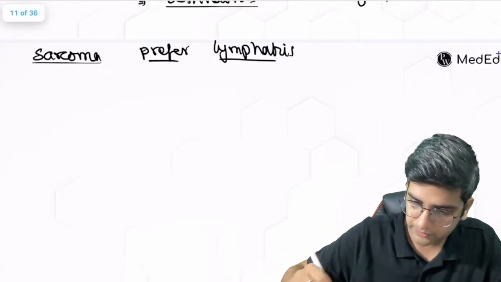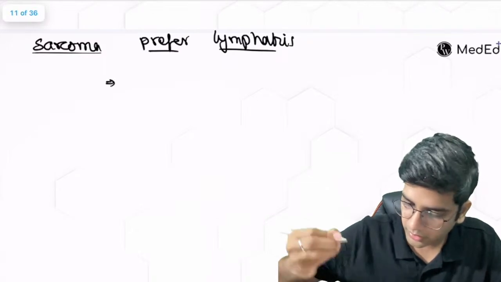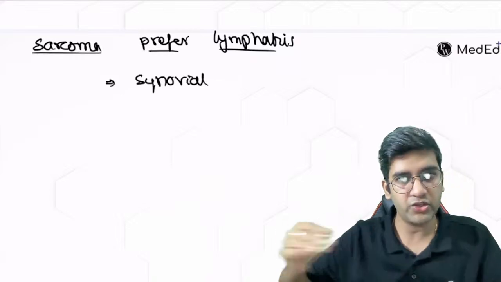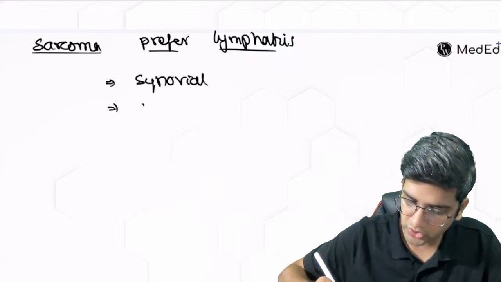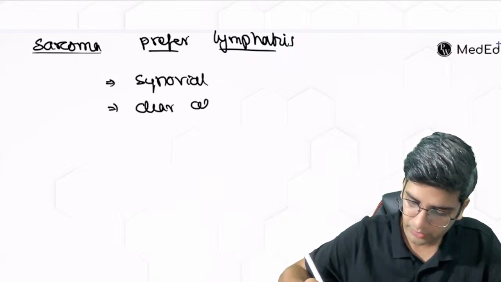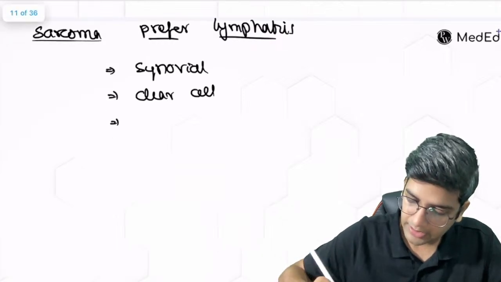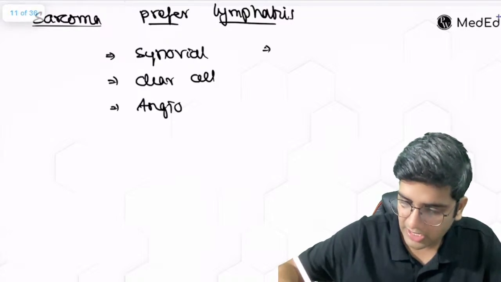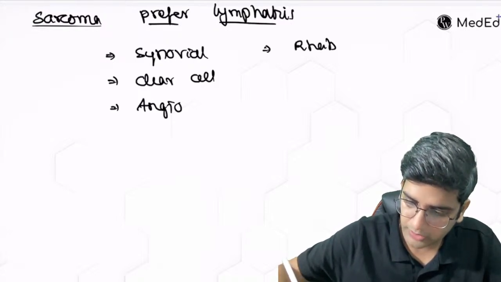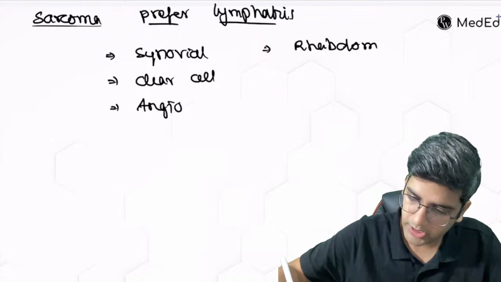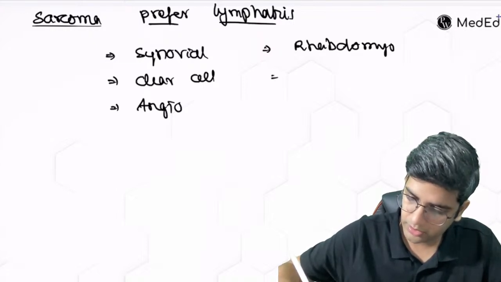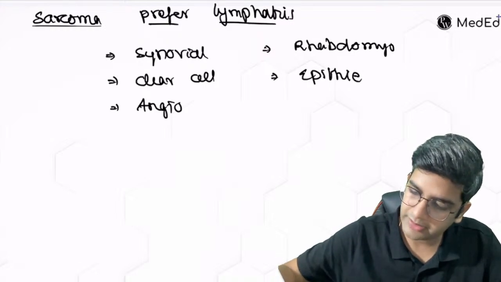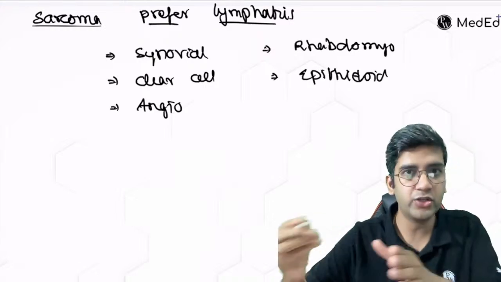If you remember the mnemonic, that will be much easier for you to remember, right? So you have your synovial sarcomas. I'm not writing the suffix because everything here is sarcoma. I have something called clear cell sarcoma. I have something called an angiosarcoma. I have R for your rhabdomyosarcoma. And E for your epithelioid sarcomas, right? So these are the sarcomas which can prefer your lymphatic routes.